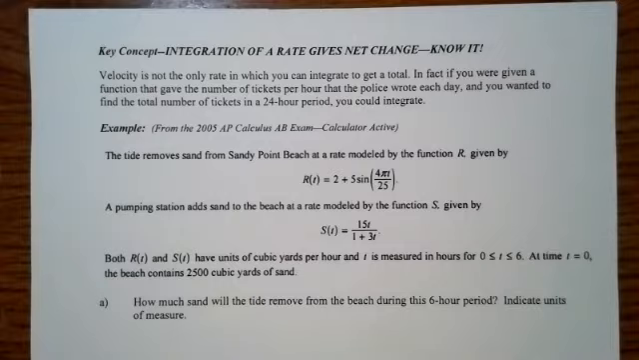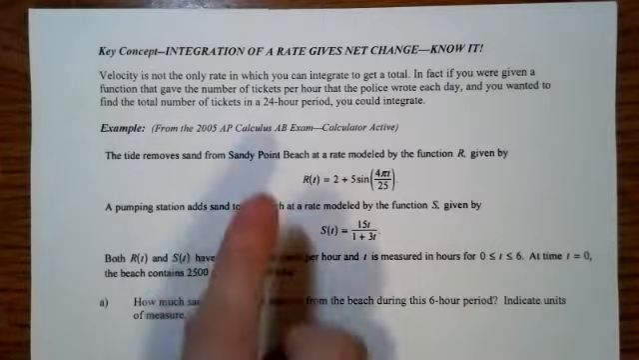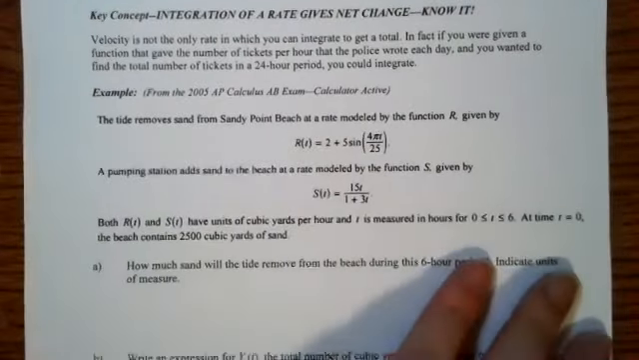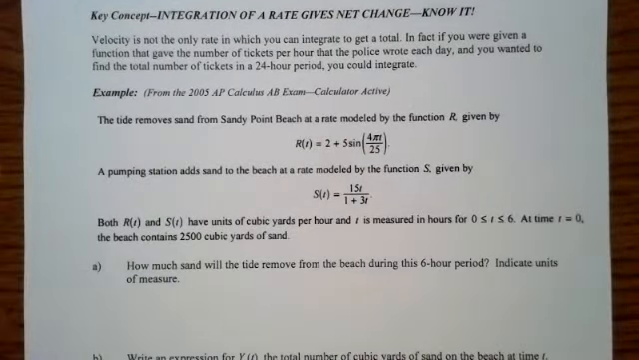But velocity is not the only way that we can look at this. So in this example, we're going to look at a different kind of rate, and we're still going to use integration to get the total. This comes from the 2005 AP Calculus exam. This was calculator active, and it was on the free response. This is a typical type of question. It kind of has a name, actually. Let me read through it with you, and then I'll tell you about the name.